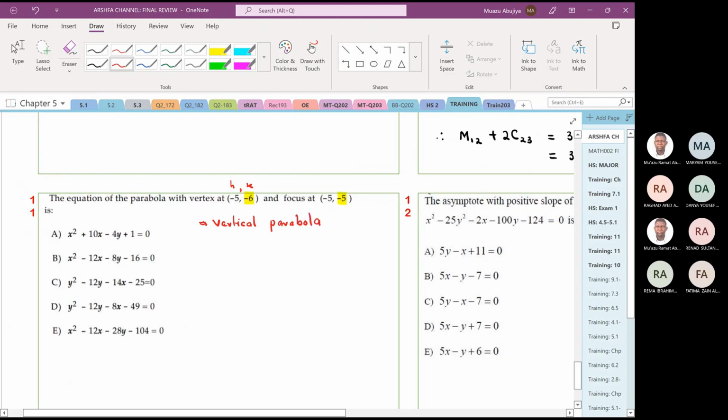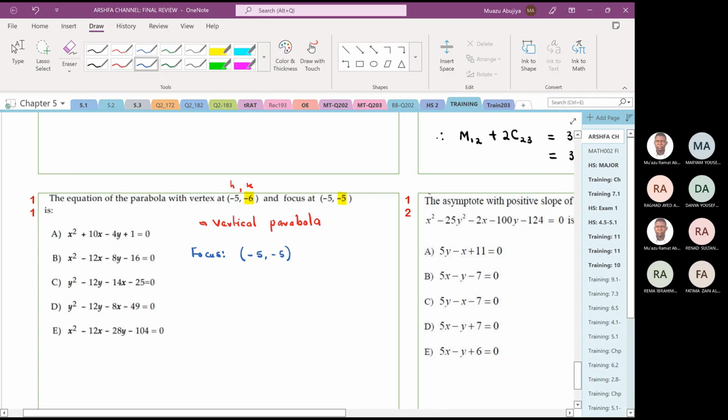There is a change in y, so it is a vertical parabola. Now, if I know this is a vertical parabola, then life is easy because the question gives us the focus. Now, what is the focus? According to the question, the focus is (-5, -5).